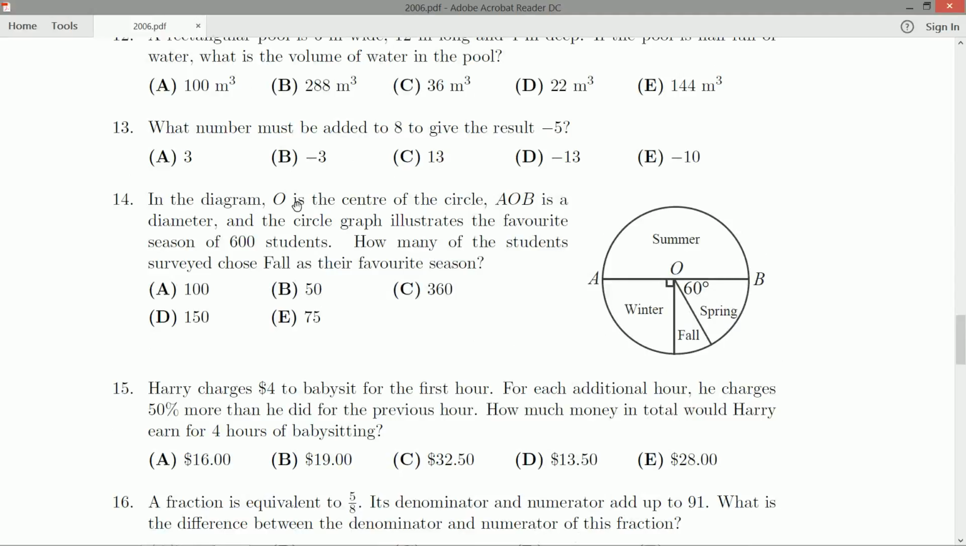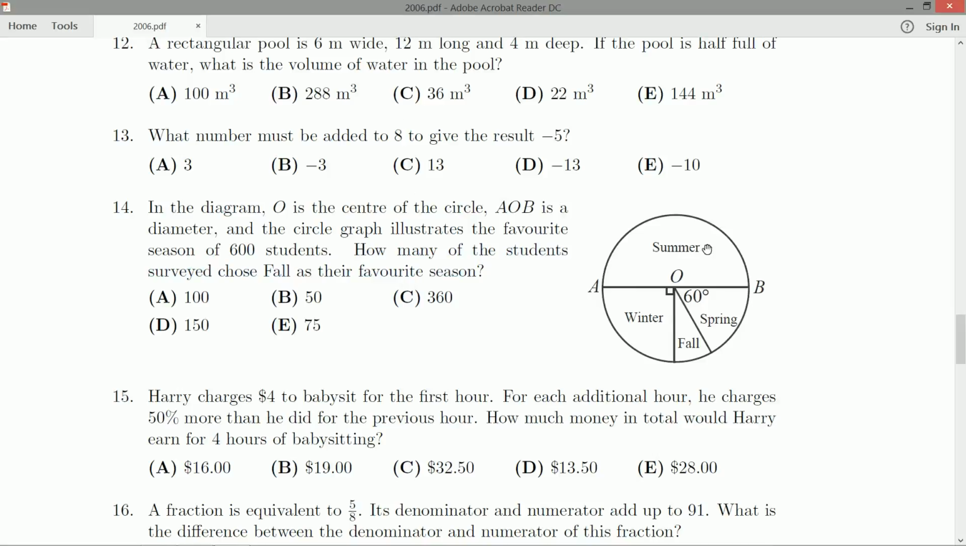In the diagram, O is the center of the circle, AOB is a diameter, and the circle graph illustrates the favorite seasons of 600 students. So that means the whole circle represents 600 students, and it looks like summer is half the circle, so that would be 300 students. How many of the students surveyed chose fall as their favorite season?